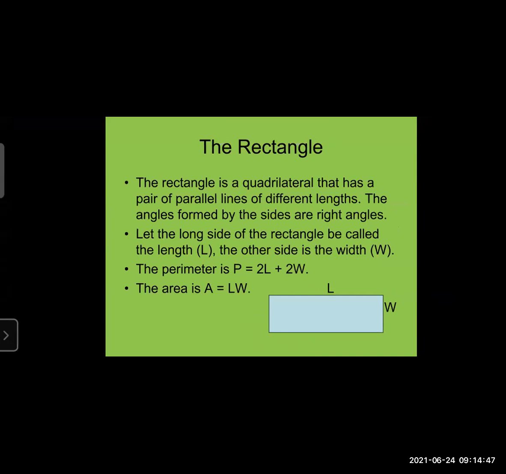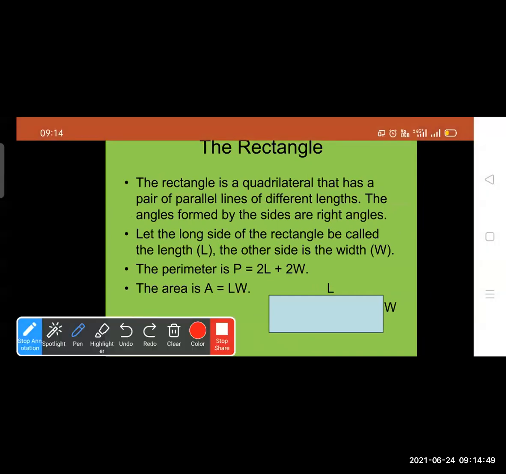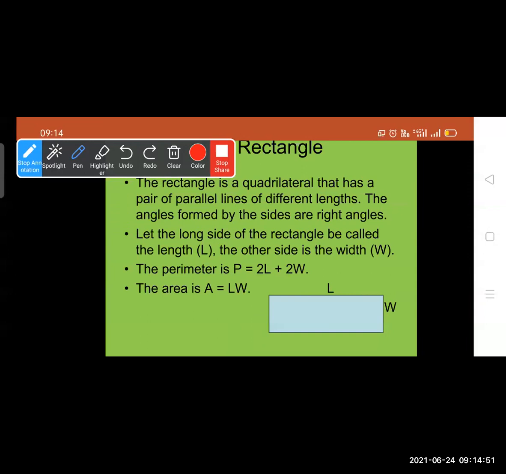Okay. So see in this rectangle, let the long side of the rectangle be called length. This one is the long side. We call it length. And the other side is the width. Okay. So length is indicated by capital L and width indicated by capital W.